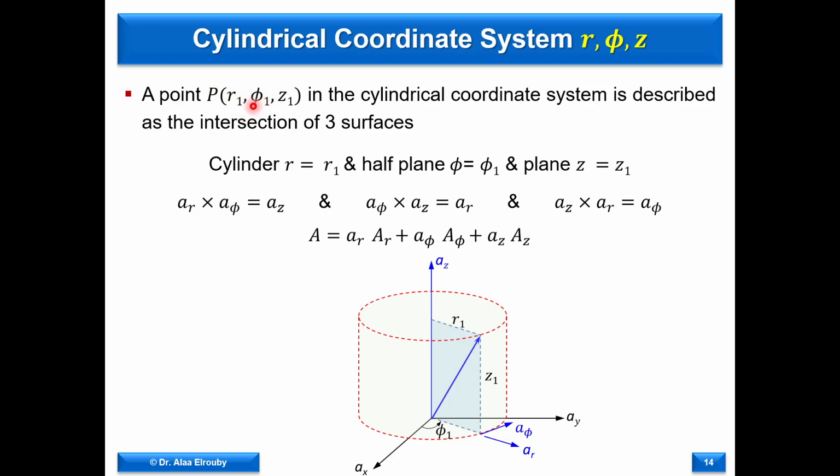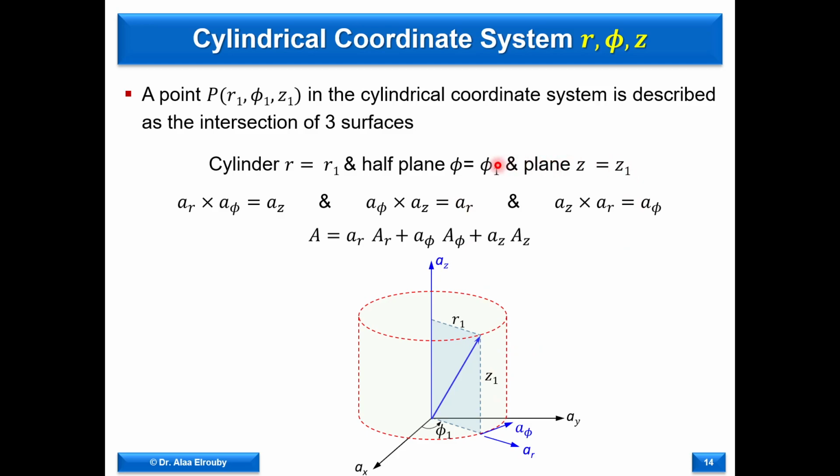The second coordinate is phi, which is the angle from the x-axis. So the xz plane is phi equal 0. If we just rotate this plane by an angle phi 1, it will describe this area, and we say this is a half plane. Why is it a half plane? Because it's just extending in the outward direction, away from the z-axis. It doesn't go to the other side, because the other side is a different angle. That is the meaning of half plane.